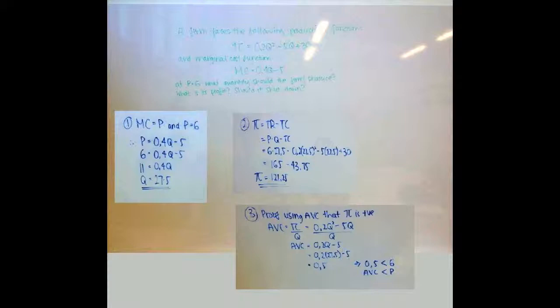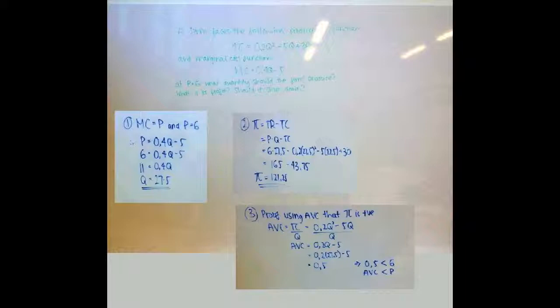So the last question is, should the firm shut down or should it continue producing? As we can see from the calculation of the profit, 121.25 is a positive number. So from here we can see that the firm is making a positive economic profit. However, we would like to prove that to you using the average variable cost equation, which is total cost over the quantity produced. And here we are not going to take into consideration the plus 30 within the total cost function, because this is the fixed cost. And because we're in the short run, we're just going to dismiss that for now.